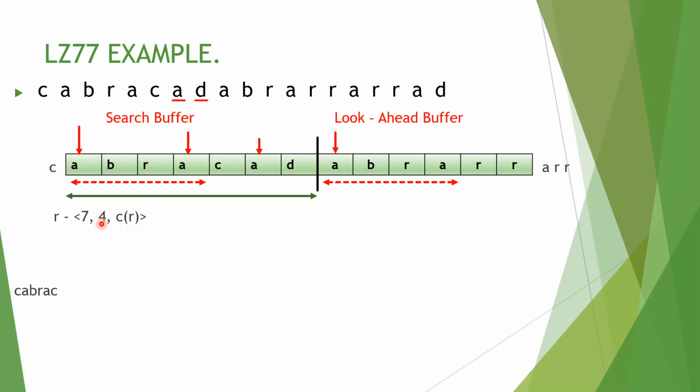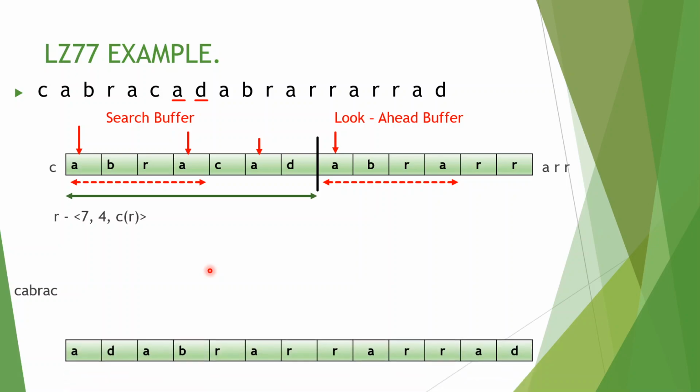So the length of match is 4, and C of R is our code word. Here these 1, 2, 3, 4 and 5 symbols, we encode those 5 symbols and move those 5 symbols into the search buffer and store them there. So for that we move those 5 symbols in the search buffer. We store those 5 symbols here.